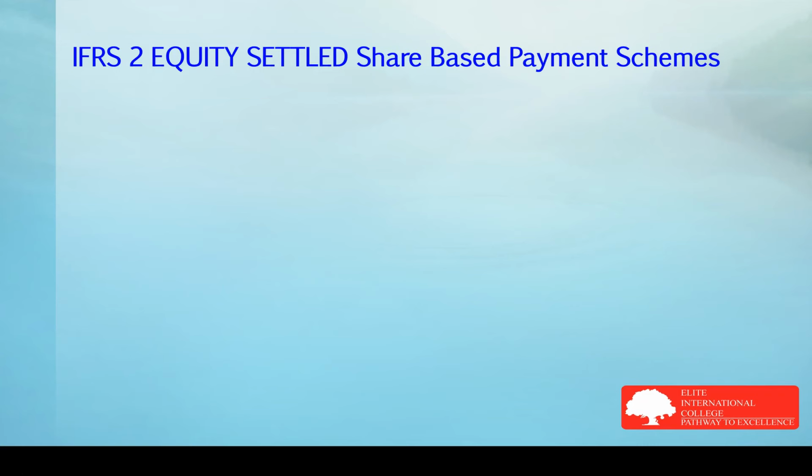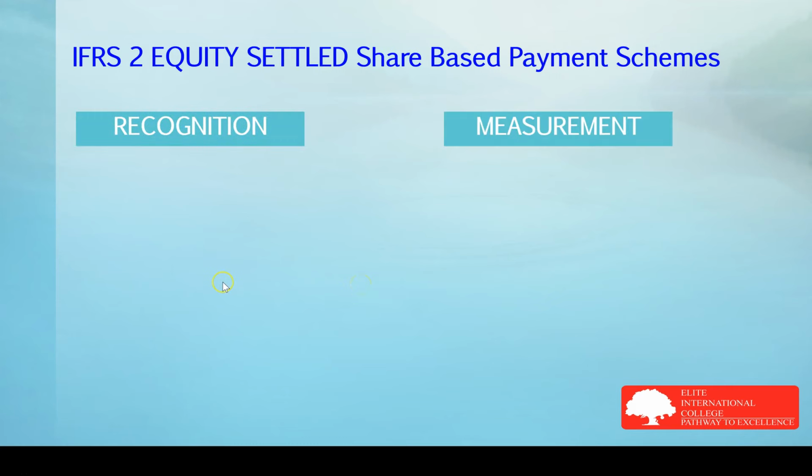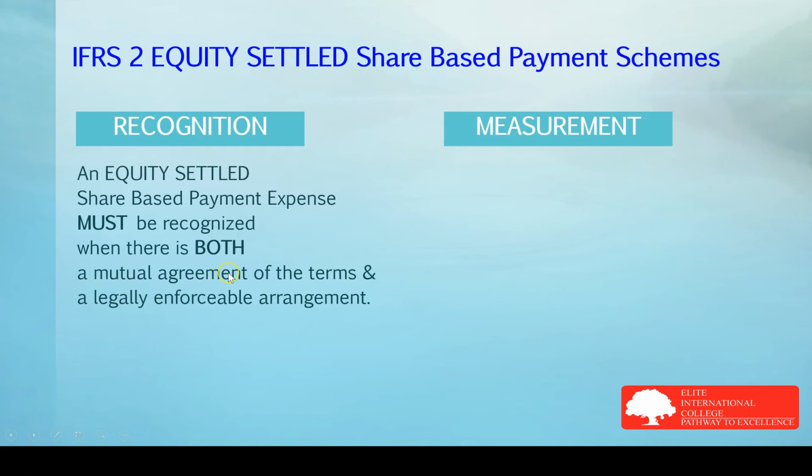IFRS 2 covers rules on when a share-based payment expense should be recognized and how it should be measured. On recognition, IFRS 2 says that a share-based payment expense must be recognized when there is both a mutual agreement of the terms and a legally enforceable arrangement. In simple English, it simply means that a share-based payment expense must be recognized when the scheme is legally binding.